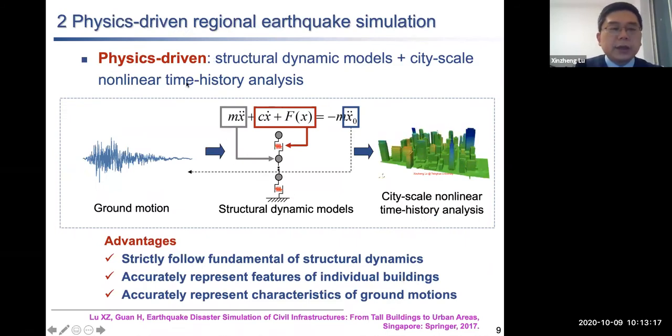That is the idea of our model. So we combine the structural dynamics models and the city-scale nonlinear time history analysis together. So we get a ground motion, we build the structure model of each building in the city, and we do the time history analysis. Then we can know the response of the entire city subject to an earthquake. So the advantage of this model is that it strictly follows the fundamentals of structural dynamics. It can accurately represent the features of different buildings and also different ground motions.